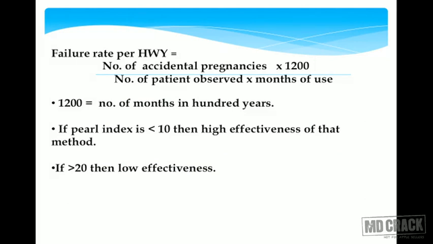It is calculated as total accidental pregnancies taken place over a period of 1 year when 100 couples were using it. To calculate it, total accidental pregnancies are multiplied by 1200. This 1200 means number of months, that is, 1 year will have 12 months and 100 couples, so 1200. Denominator is number of patients observed multiplied by months of use. In this, if the pregnancy is full term, the number of months reviewed is 10, and for abortion, the number of months is 4.